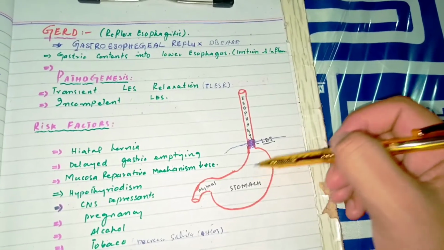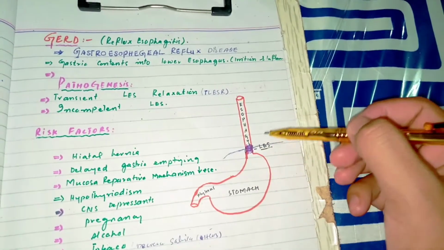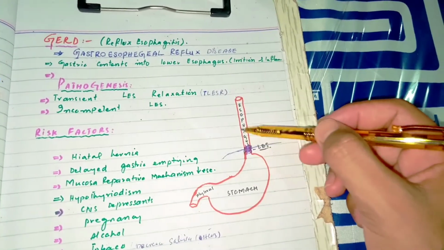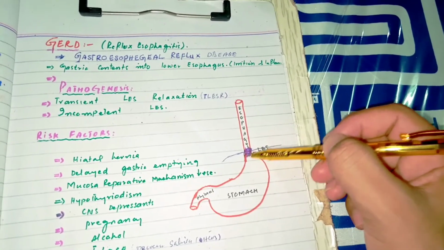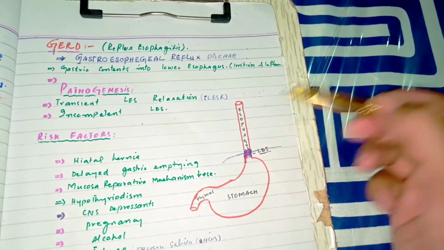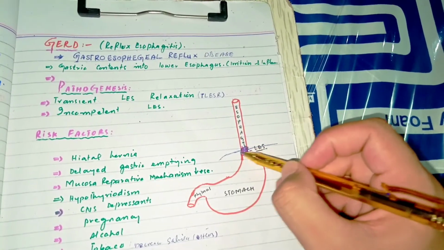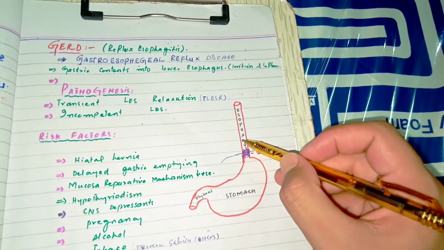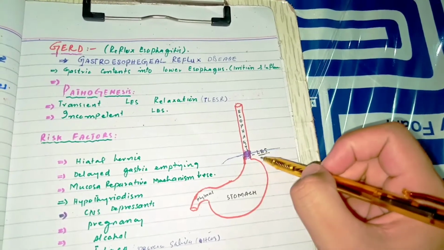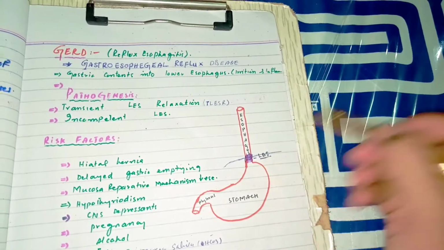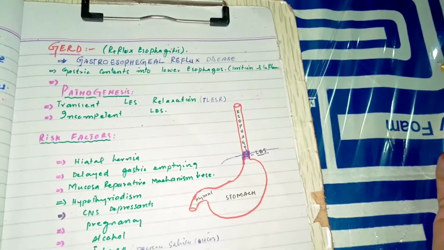Here you can see this is the stomach and this is the esophagus. The stomach and esophagus are connected to each other through a junction called the gastroesophageal junction. There is a circular smooth muscle between the stomach and esophagus at this junction. This circular smooth muscle is called the lower esophageal sphincter.